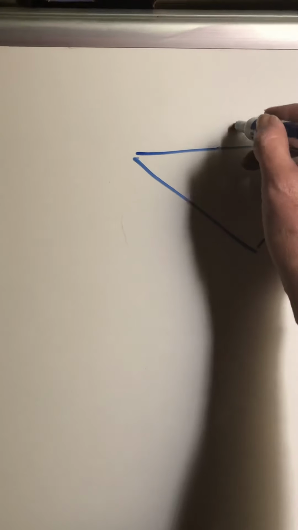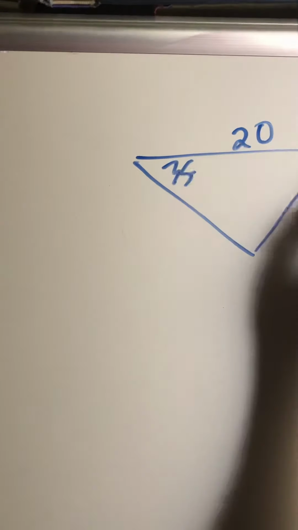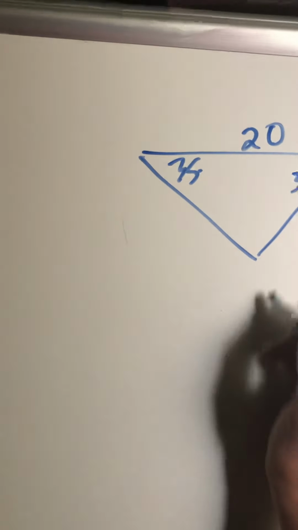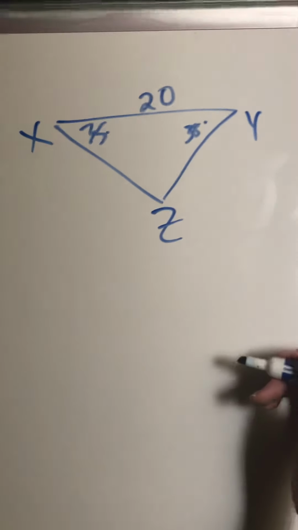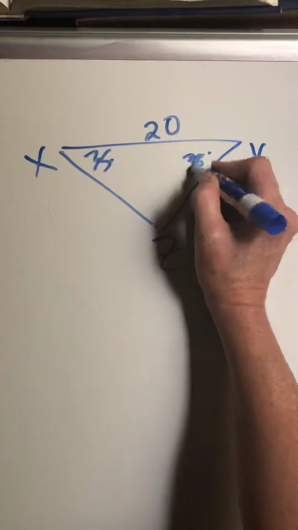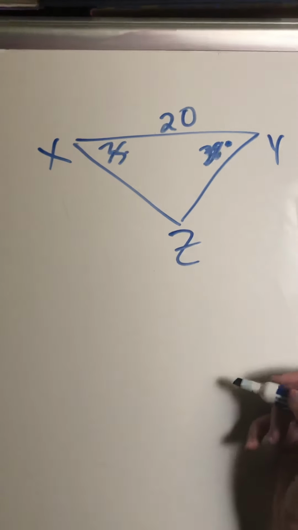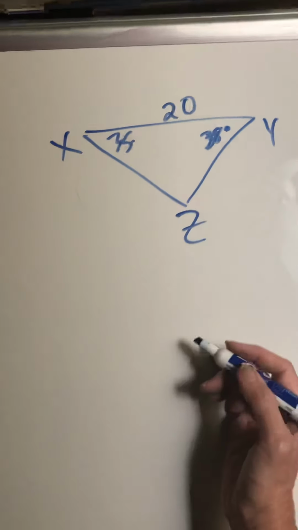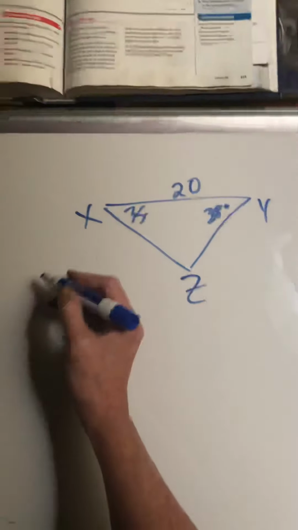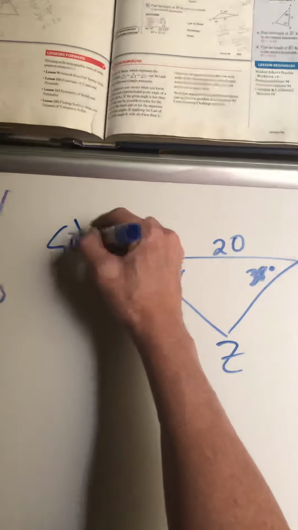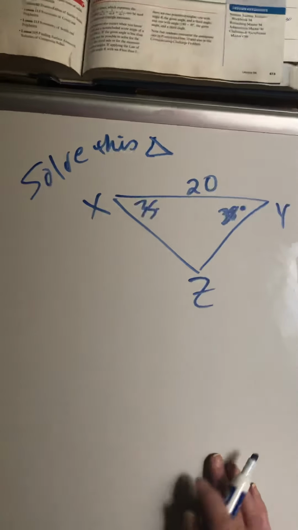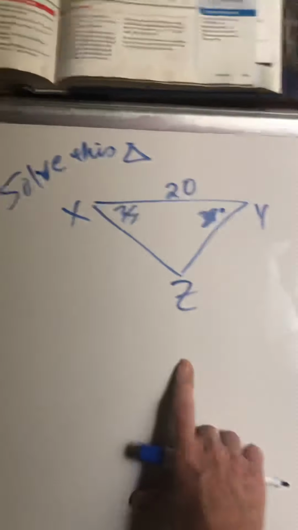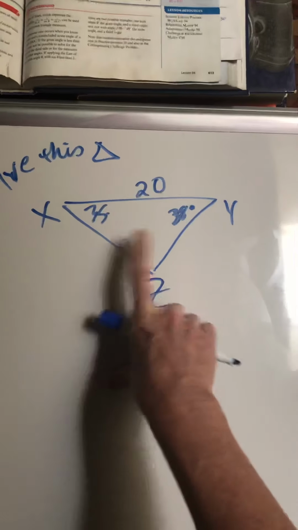We've got a triangle like this. This is 20, this is 35, this is 38, and the vertices are Z, Y, and X. What we want to do is find everything. Now you won't always be asked for this, but we want to solve this triangle, which means I want to find every missing part. So I'm missing two sides, XZ and YZ.